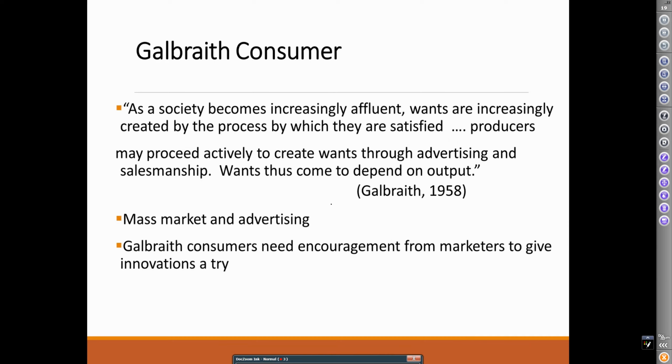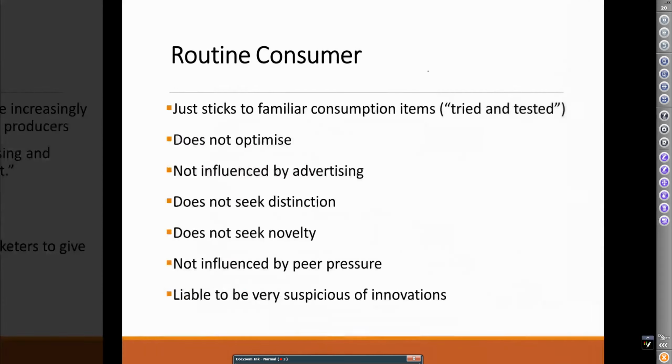Corporate consumer. Mass market and advertising. They prefer mass market and advertising. I think that it's not difficult to manage them with innovations, and they need encouragement from marketers to give innovations a try. So maybe these corporate consumers are very good early adopters. So for them you can push your technology or service into the market.